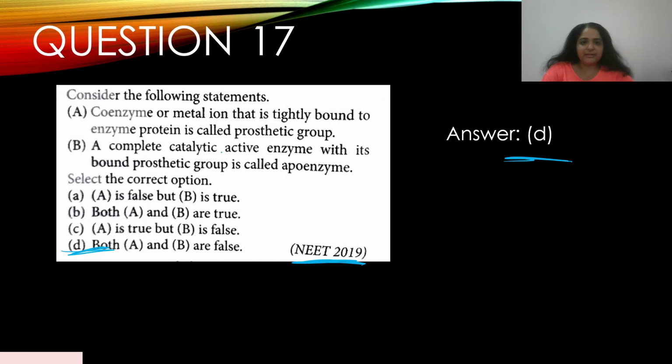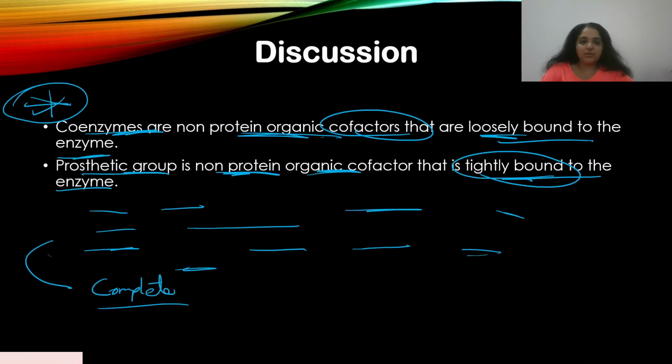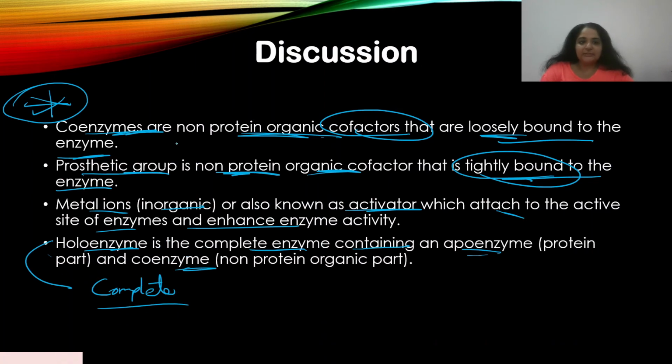A complete catalytic active enzyme with its bound prosthetic group is called apoenzyme. Yes, it can be a prosthetic group, it can be a coenzyme, it could be anything else, the non-protein part basically. Coenzyme or metal ion that is tightly bound to the enzyme protein is called prosthetic. No, that's also an incorrect statement. Yeah, so this is what it is pretty much. Let's move on.